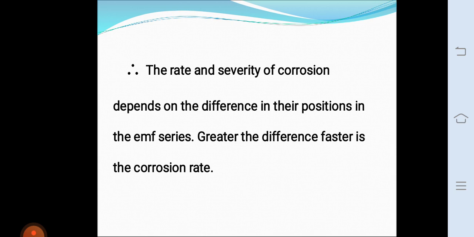Relative areas of the anode and cathode. The rate of corrosion will be more when the cathodic area is larger. When the cathodic area is larger, the demand for electrons will be more and this results in an increased rate of corrosion of metals at the anodic area.